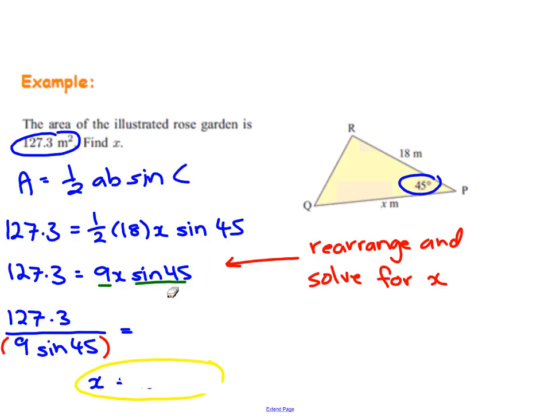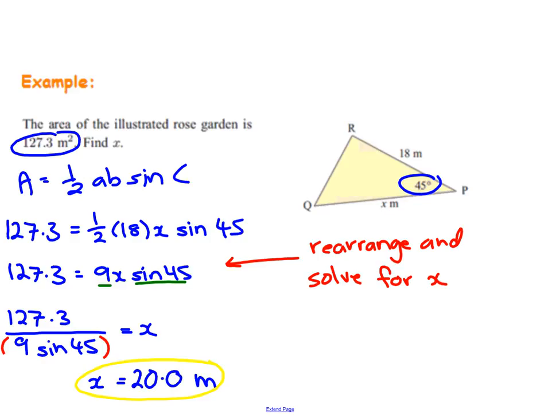And you can plug it in the calculator like this. Use the fraction button to get nice fractions, then do 127.3 divided by 9 sin 45, and make sure, of course, your mode is in degrees. So to 3 sig figs, you should hopefully get 20.0 meters. And because it's not an area we're asked to calculate, we're just asked to calculate a side length, it's just meters, it's not meters squared this time. Let's go into some more examples, moving along.